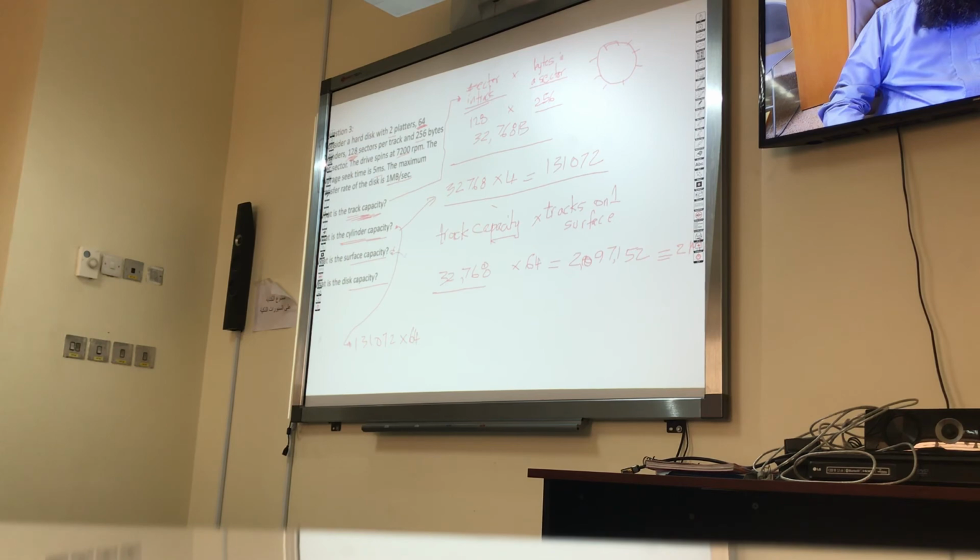Or I can do from here. I know the surface capacity is 2 MB. And then I say how many surfaces do I have? 4. There are 4 surfaces because there are 2 platters. So from here I get 8 MB. Okay? So disk capacity 8 MB, and even if you calculate this, 131072 multiplied by 64, that comes out to be 8 MB.